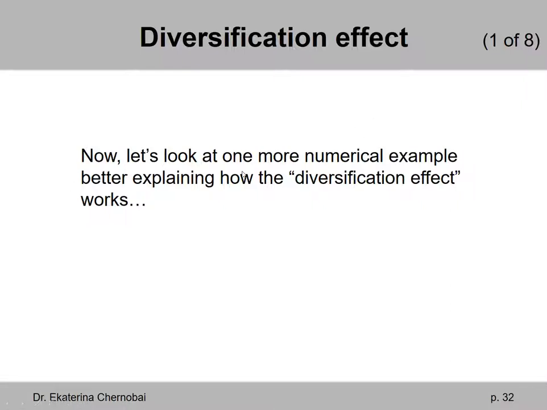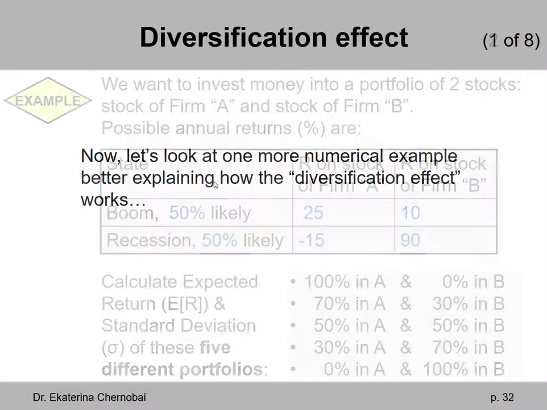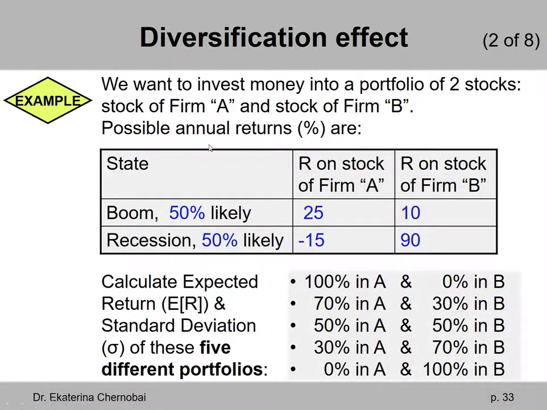Let's look at one more numerical example, which explains the diversification effect. We want to invest money into a portfolio of two stocks, A and B. We have two states of the economy this time, boom and recession, and they're equally likely. So the probability of each is 50%.